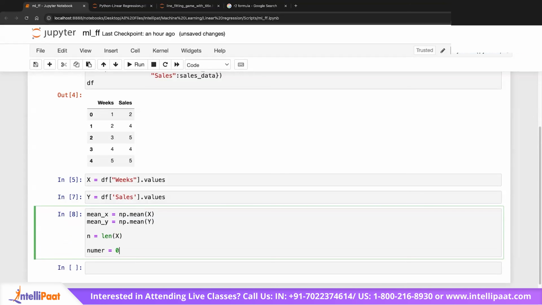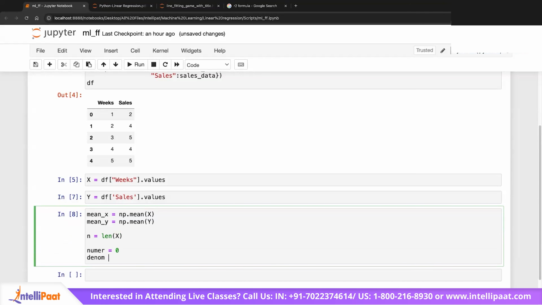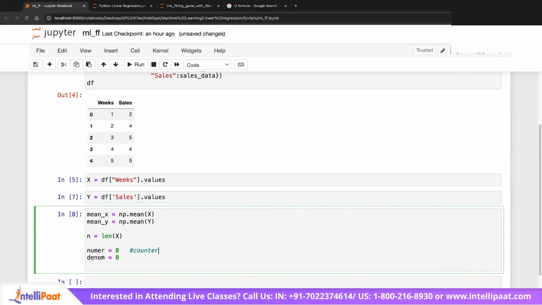Numer, numerator, is equal to 0, denom is equal to 0. What have I done here? What is the concept here? Numer is equal to 0, denom is equal to 0. Have I taken something called a counter? In Python programming, this is also called a counter. I have initialized the number to 0, correct or not? This is a counter that I have taken.